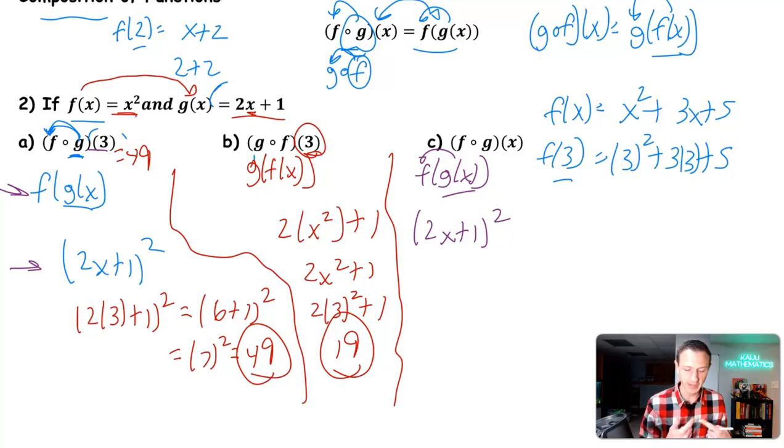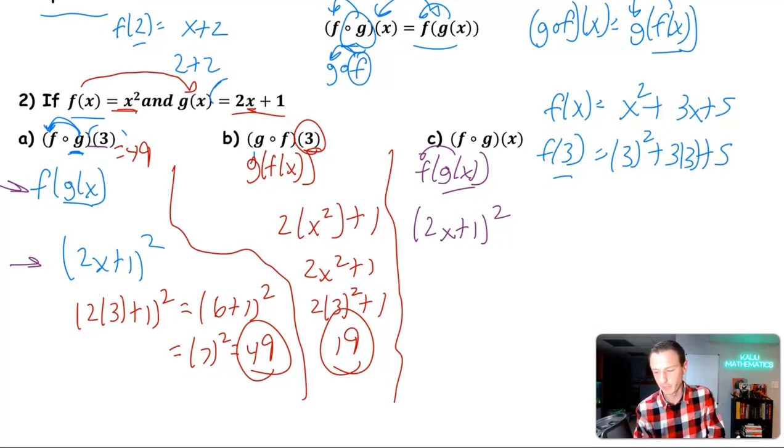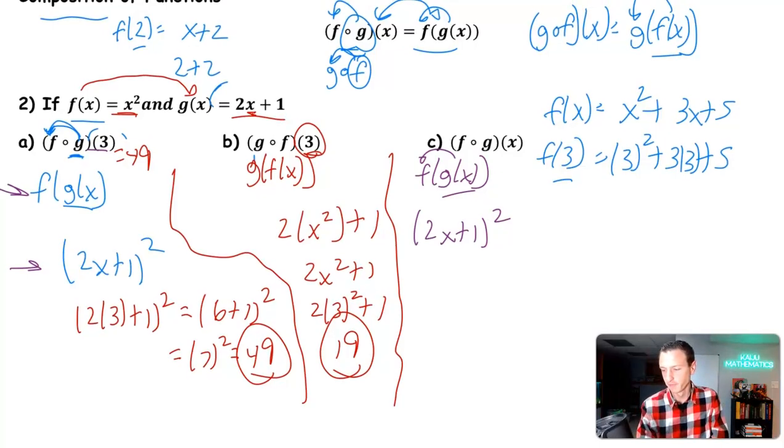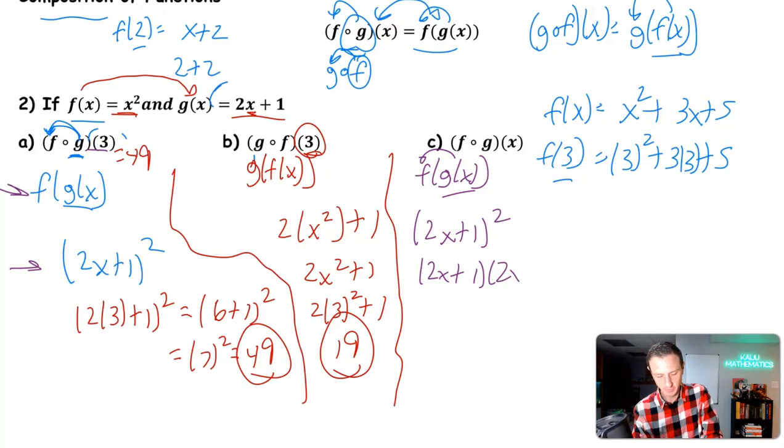Since they want us to actually get the function, we do have to expand this out. So we have to fully multiply this out. This is going to be 2x plus 1 times 2x plus 1. So 2x times 2x, 2x times 1, 1 times 2x, 1 times 1. 2x times 2x is 4x squared. 2x times 1 is 2x. 1 times 2x is 2x. And 1 times 1 is 1.